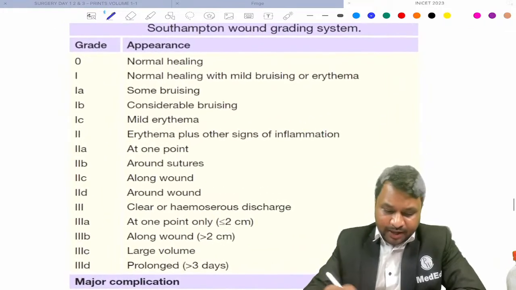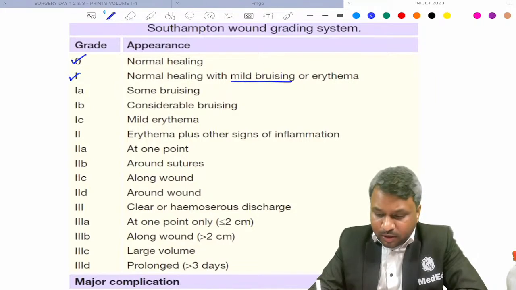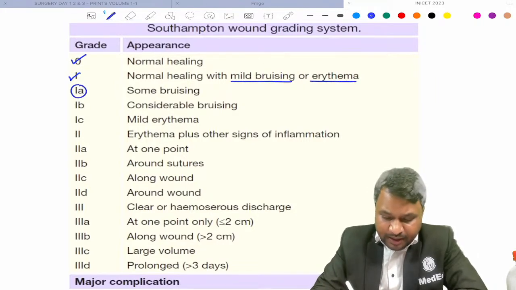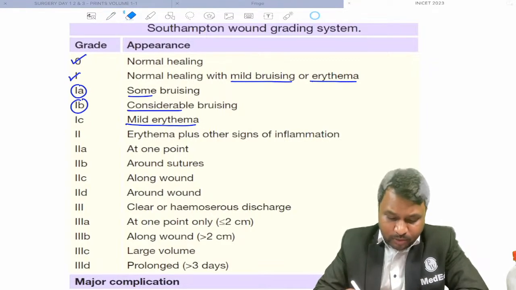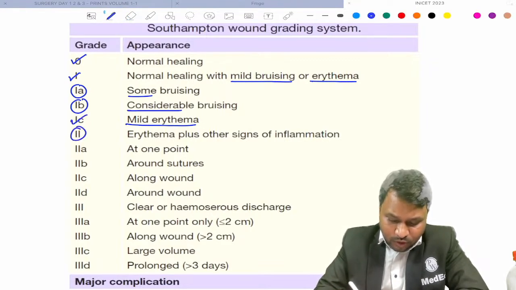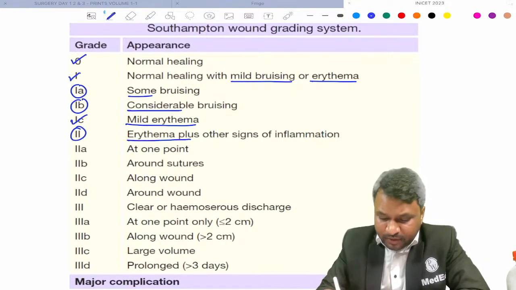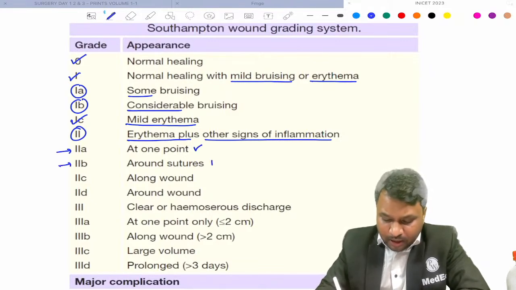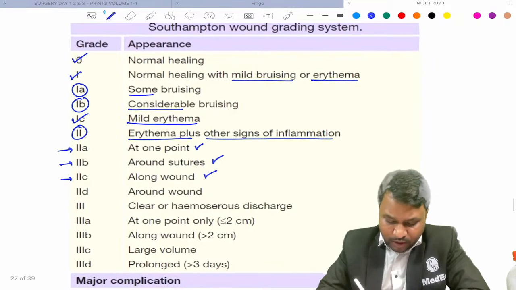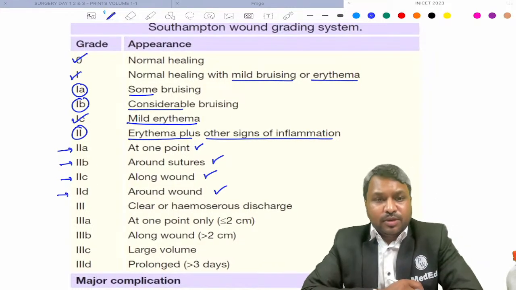Now, according to this, you have grade 0, which is normally healing. Grade 1, there is some amount of mild bruising or erythema. In 1A, some bruising is there. 1B, there is considerable bruising. 1C, there is mild erythema present. For grade 2, there will be presence of erythema with other signs of inflammation, right? Now, 2A, at one point you will see erythema with other signs of inflammation. 2B around the sutures. 2C along the wound, and 2D around the wound, you will notice, right?